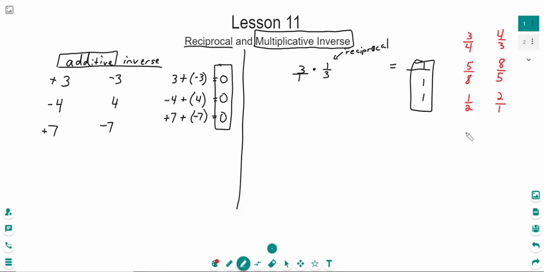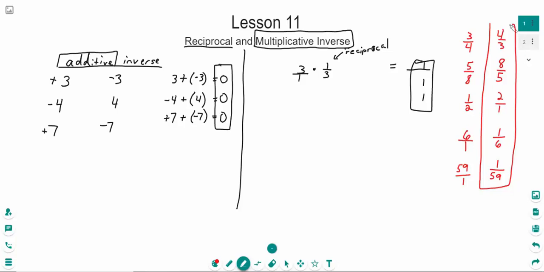Let's say the reciprocal of a 6. Well, before we can write the reciprocal, again, we have to think of this in terms of a fraction. As a fraction, this would be 6/1. So the reciprocal is 1/6. The reciprocal of 59? Well, first write it as a fraction, 59/1. Then write the reciprocal, 1/59. All right? So all of these are the reciprocals.